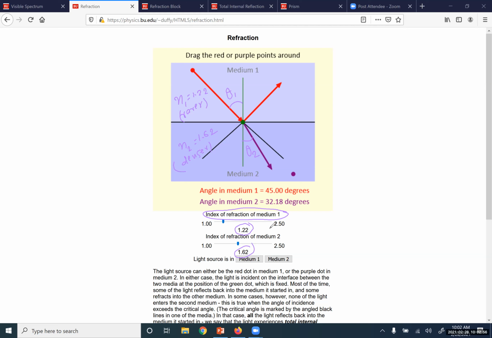So if you change this refractive index, the angle will also change. For example, you can see here, if I change the refractive index of the second medium, this angle will also change. So this simulation shows you that this angle theta 2 depends on the refractive index of these two media.